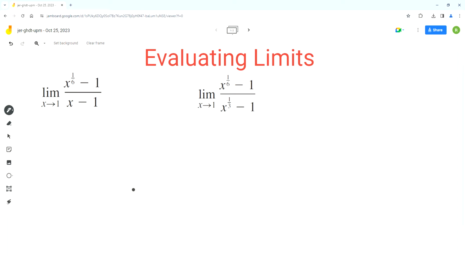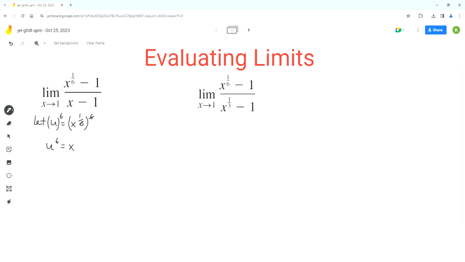Now we'll do the u-substitution for x to the power 1 over 6. So our first step is let u equals x to the power 1 over 6. Now we have to replace all x terms in this expression with u. We have to do the substitution for x as well in the denominator, and for that we'll raise both sides to the power 6. So the 1 over 6 and the 6 on the right side will cancel each other out, and we'll get u to the power 6 equals x.